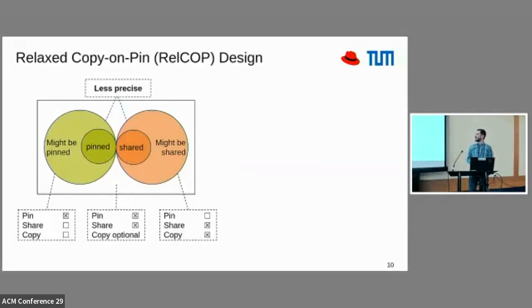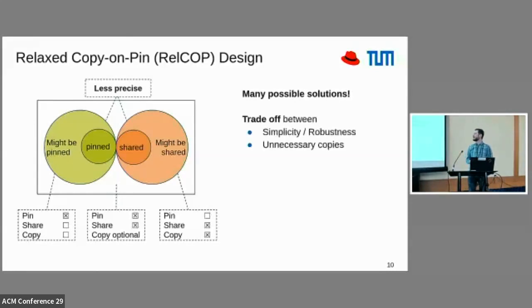What we realized is that we can simply consider more pages as pinned and more pages as shared without harming correctness. And the question is then, how do you actually make a decision if a page might possibly be pinned or possibly be shared? In fact, we have many possible solutions for how to design that, because it's a matter of defining primitives. In any case, it ends up being a trade-off between simplicity, robustness, and unnecessary page copies. So assuming, for example, that we consider too many pages as pinned, we might not have as many sharing opportunities, and the other way around.